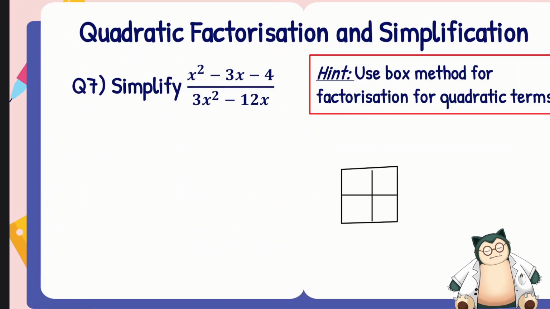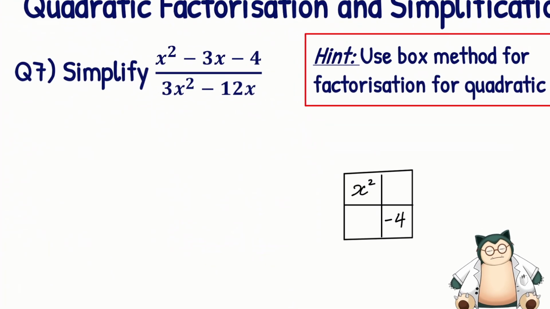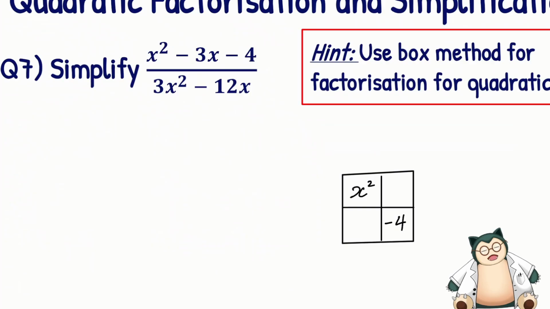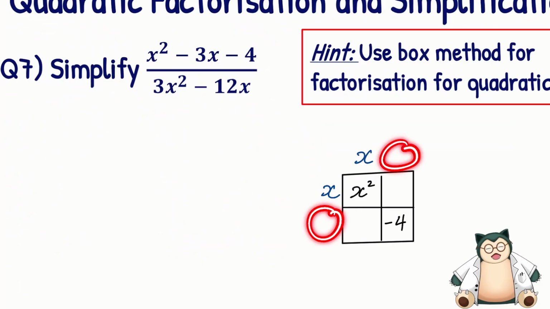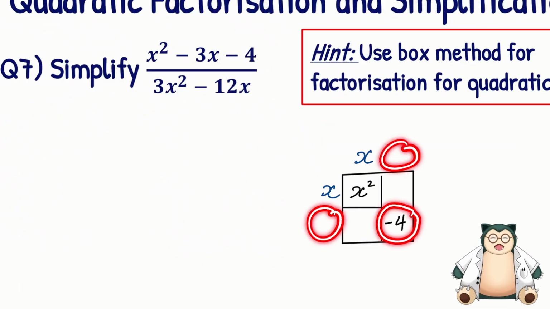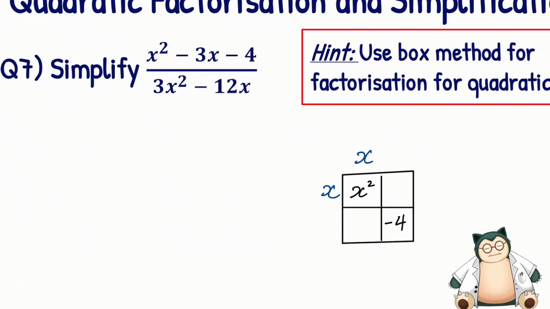And then we draw our x squared term in the top left. We draw our constant term in the bottom right. Alright, and let's try to solve it. So we want x at the top, x over here, to give us our x squared. But then what two numbers should we use to give a combined factor to multiply together to get a negative 4, right? So let's try negative 4 and 1.